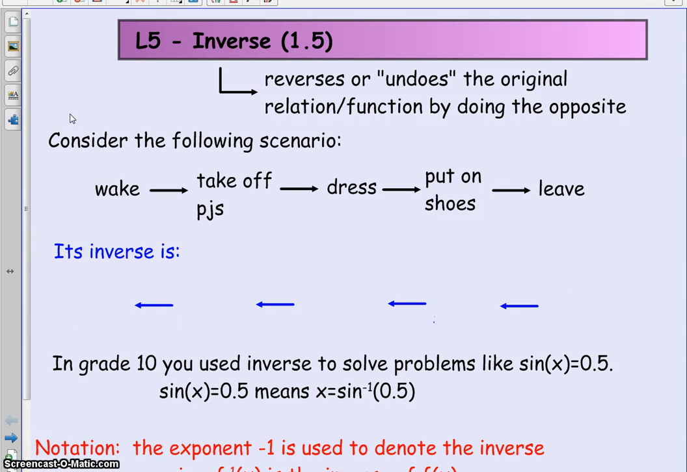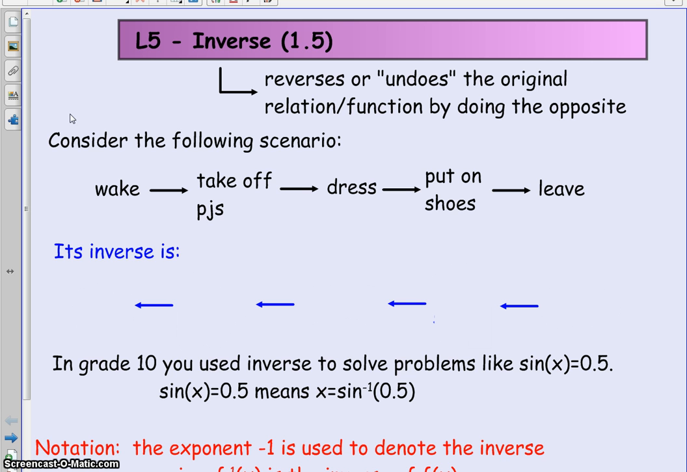Alright, so we're going to look at the idea here of an inverse. Now, you've probably used the word inverse a lot in English or just in everyday conversation, but in math what it means is you're reversing or, quote-unquote, undoing an original relation or function by doing everything in the opposite direction, so the opposite order I should say, and the opposite operation.